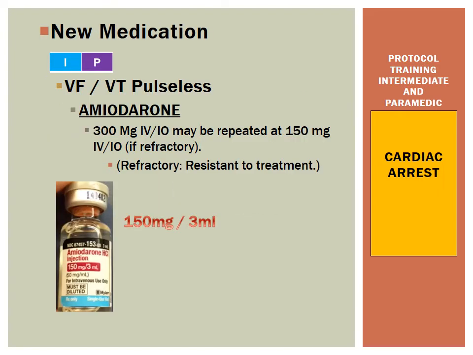All right, so let's talk about amiodarone, one of our new drugs we're going to be carrying. For VFib, pulseless VTAC, the initial dose of amiodarone is 300 milligrams IV-IO, and it can be repeated at 150 milligrams IV-IO if refractory. Now, refractory means obviously resistant to treatment. The way we're going to be carrying amiodarone is 150 milligrams in 3 mLs.